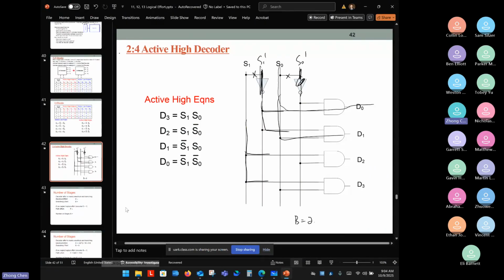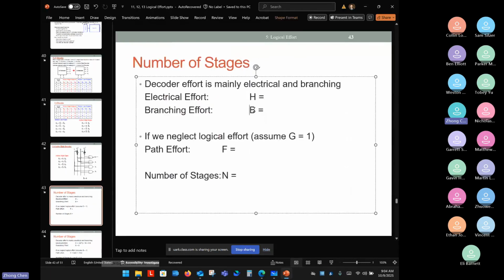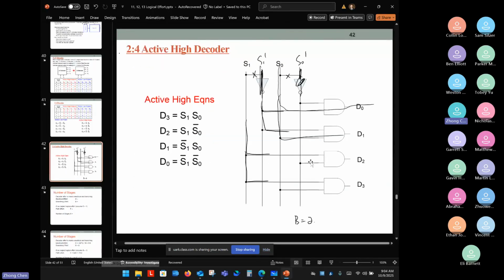And we leave the question to our real problem: what is the real branching effort for the 4 to 16 decoder? I'm not sure if you guys thought about it. How can I calculate the branching effort for the 4 to 16 decoder? In this case we are clear, the branching effort is equal to 2. But if you increase the inputs to A3, A2, A1, A0, A3 not, A2 not, A1 not, A0 not, 8 inputs, and you have a total of 16 outputs, what is the branching effort now? Did you guys think about that?